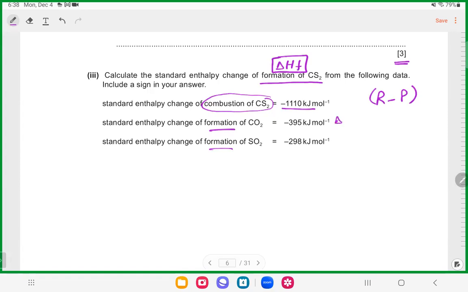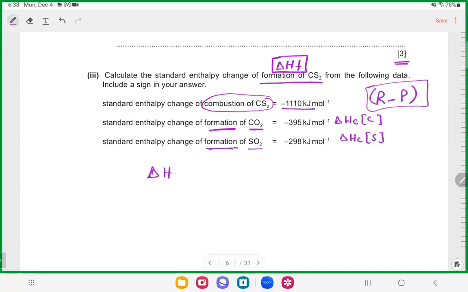Excellent. Basically, as I said in the last class, don't worry about carbon and carbon dioxide. Don't worry about hydrogen and water or sulfur. These are basically actually the combustion of sulfur and the combustion of carbon is given. So it means that all these data is the data of combustion. So that's why we have to do reactant minus product.